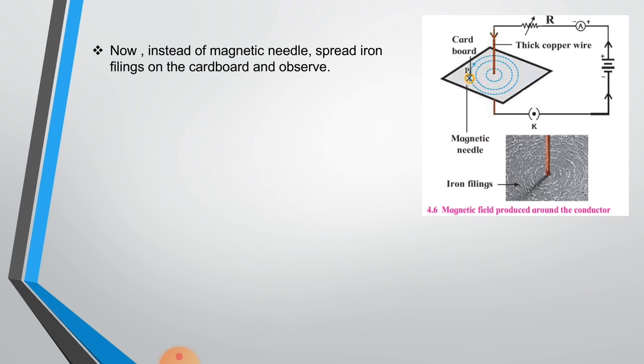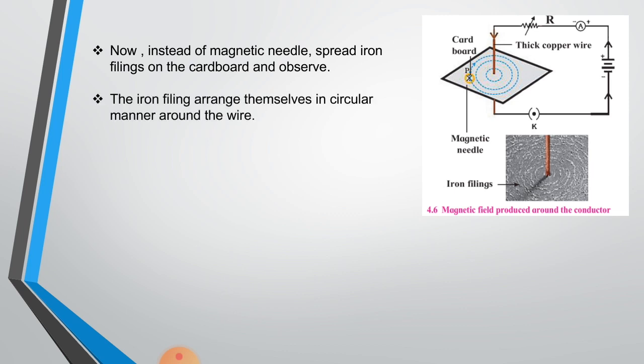Okay, yes. Now instead of magnetic needle, spread iron filings on the cardboard and observe. So here we have used a magnetic needle. So here what are we going to use? Iron filings. Okay, the iron filings arrange themselves in a circular manner around the wire. Here you can see it shows a circular path.